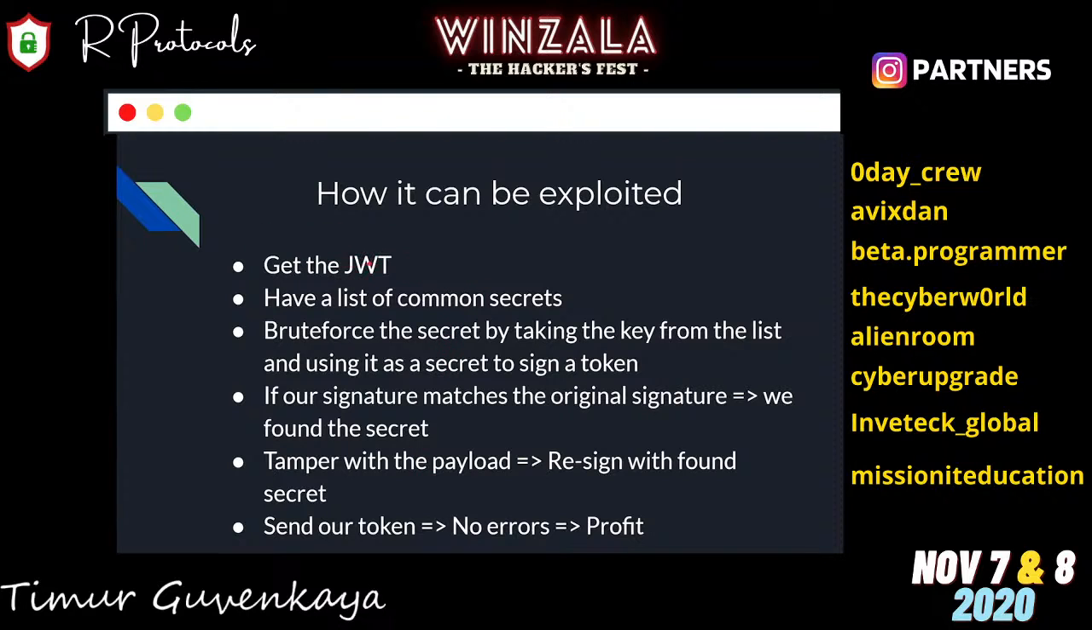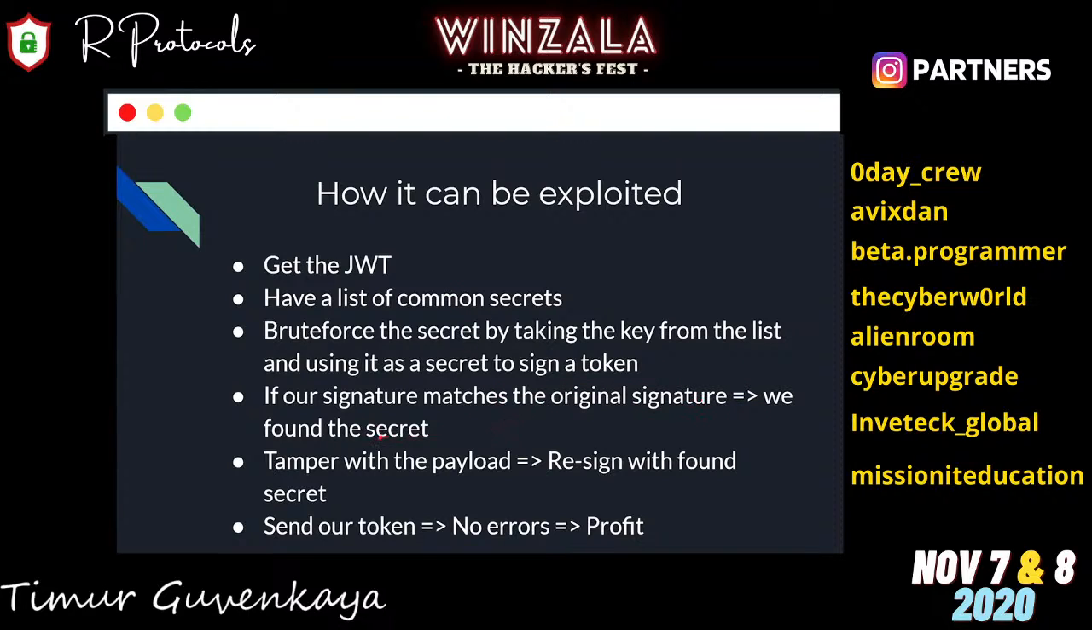How can we exploit it? Let's get the JWT token. Let's have a list of common secrets, and then let's re-sign this token. Use the header data, the payload data, and use the key from the list, maybe from that GitHub, as a secret to sign this token. Then we're gonna check if the signature that we generated with respect to data of that JWT matches the original signature from that JWT. If they match, that means the secrets match, because you cannot have the same signature with different secrets. Then we found the secret.